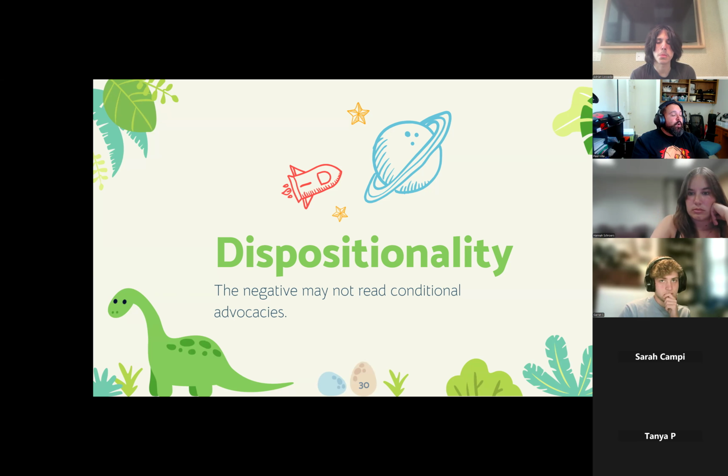So they're going to say it's important that we get to read multiple things. It's important that we have some ability to wiggle out of arguments, and so on. But Dispo solves all of that.